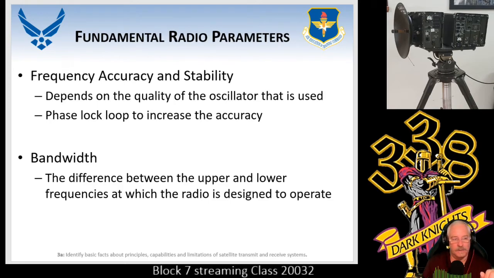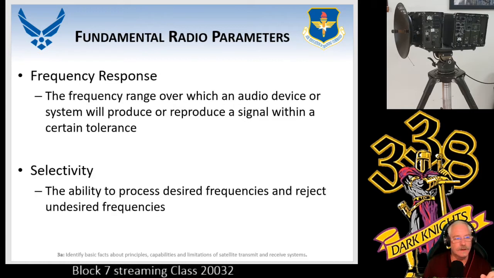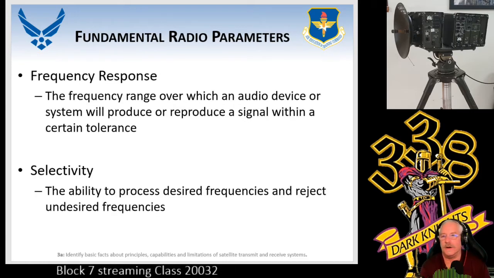Next up, we have bandwidth. Now this one can be used in different modes. In our case, when we're dealing with radios, we're going to be talking about the frequency range. Let's look at frequency response.